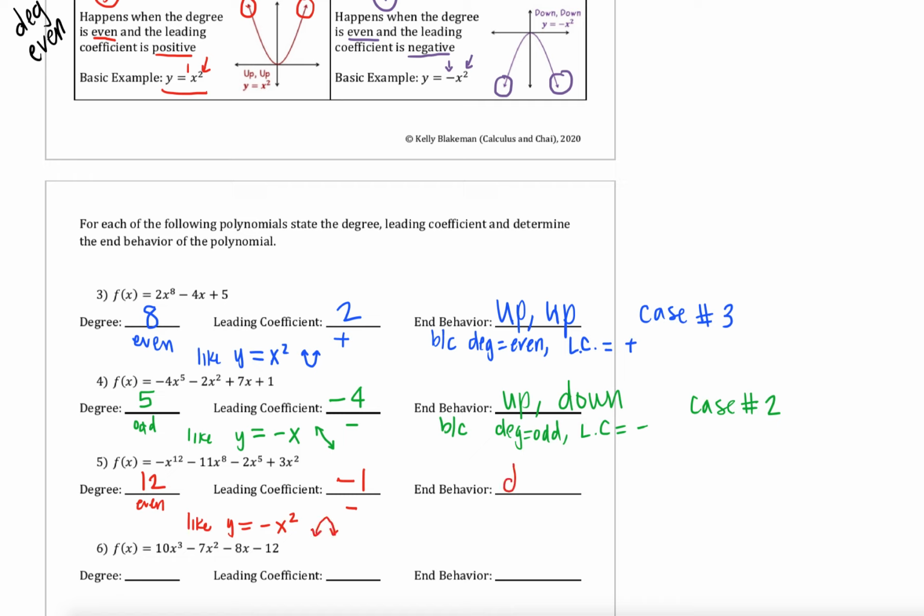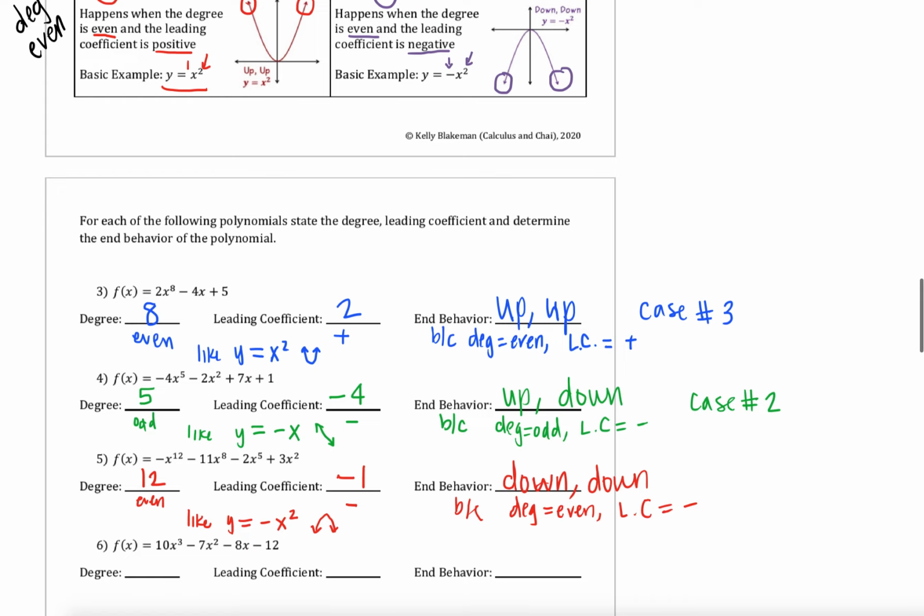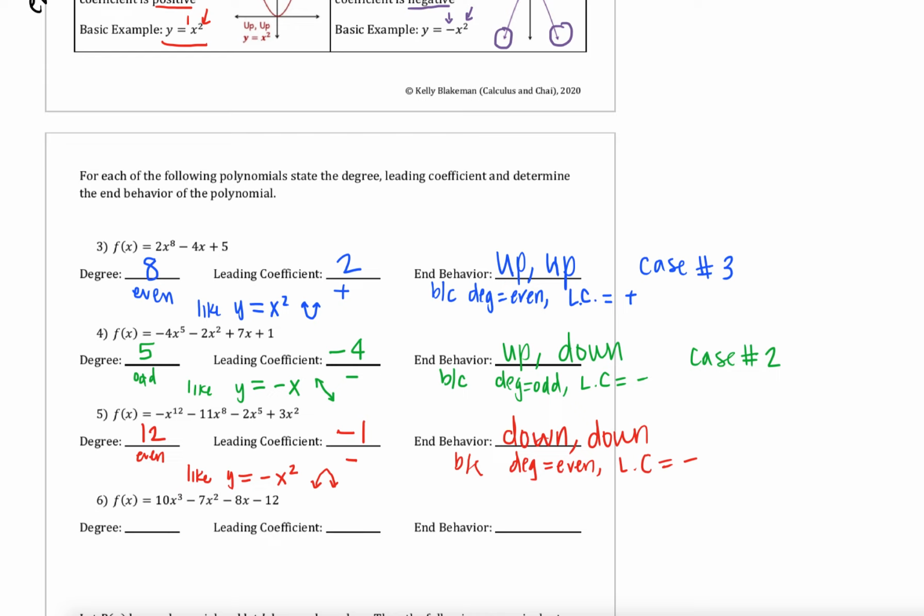So from there, we can determine that our end behavior for this polynomial would be the same as the end behavior for y equals negative x squared, which is down and down. And if we wanted to justify that, that would be because our degree here is even and our leading coefficient is negative. Now let's look at our last example of this type. So we have f of x equals 10x cubed minus 7x squared minus 8x minus 12. Why don't you guys pause the video and do example 6?